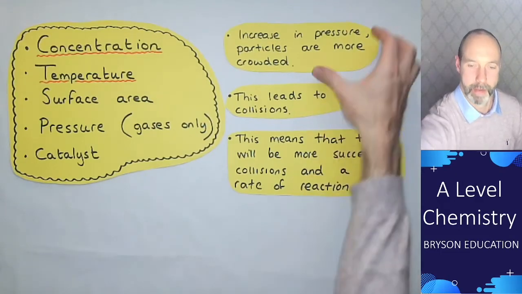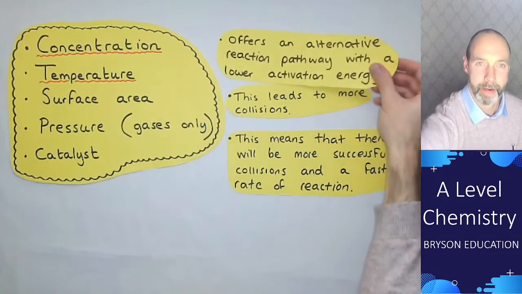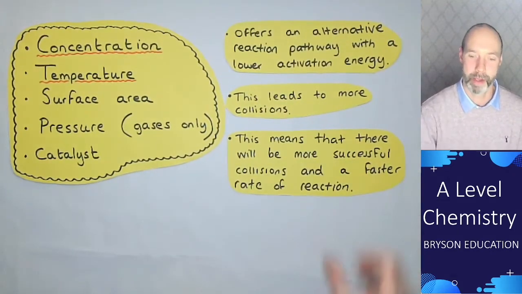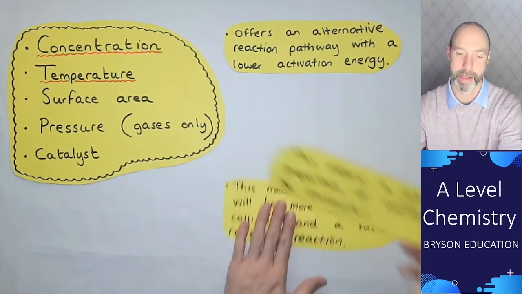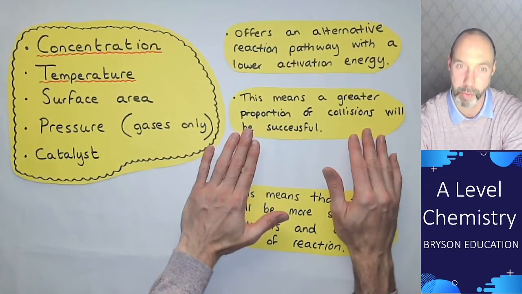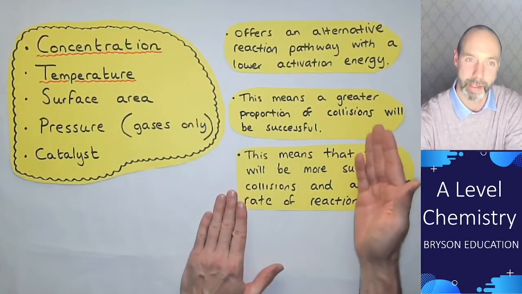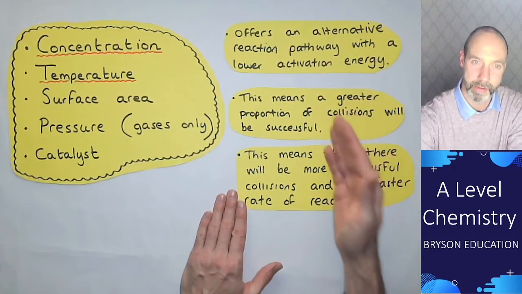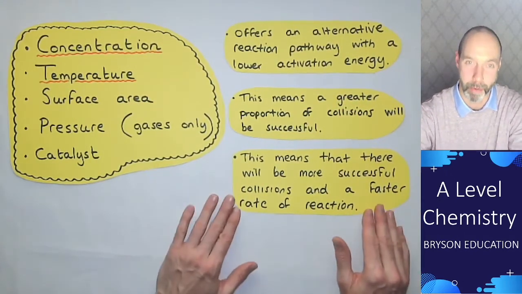Finally then, let's take a look at what a catalyst does. A catalyst offers an alternative reaction pathway with a lower activation energy. So this doesn't mean there's more collisions, it means that a greater proportion of the collisions will be successful. So perhaps without a catalyst, only 20% of the collisions are successful. With a catalyst, more than 20% of the collisions will be successful.